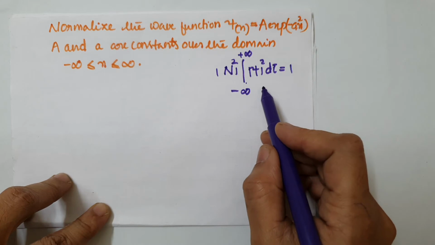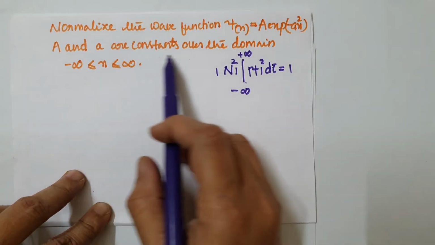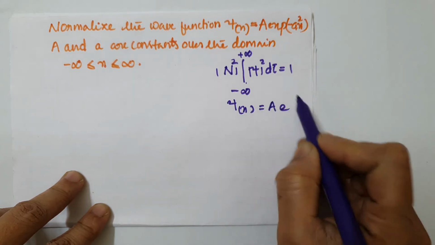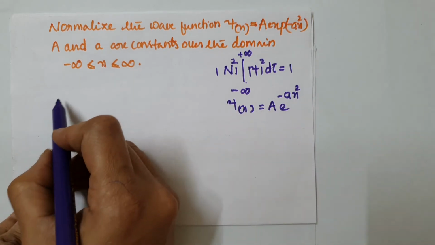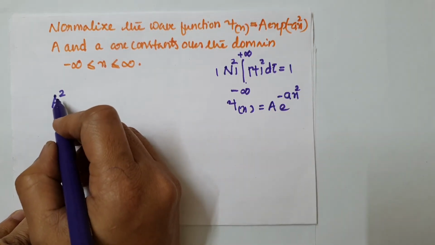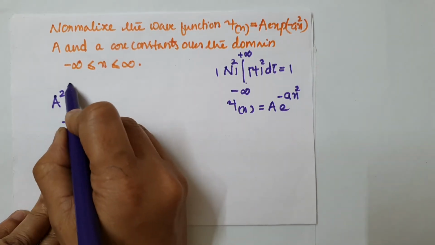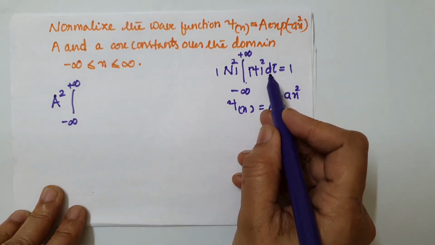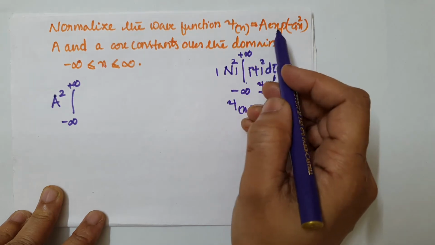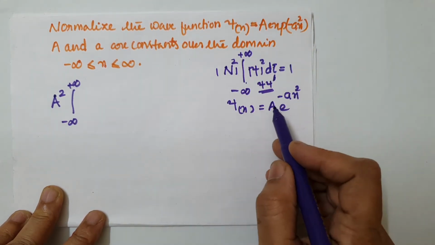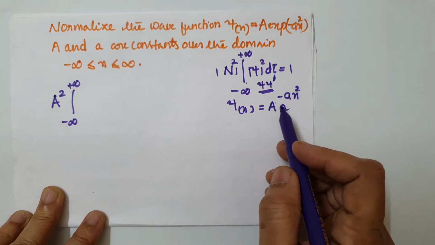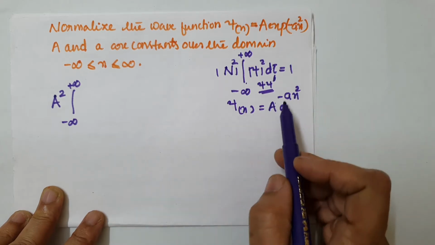Here N is the normalization constant. Mod psi squared dx means psi star psi. Here we are considering the wave function psi(x) = A e raised to minus a x squared. So the equation will be: A squared, where A is the normalization constant, times the integral from minus infinity to plus infinity of psi squared dx. Psi is A e raised to minus a x squared, then psi squared becomes A squared e raised to minus a x squared, the whole squared, that is A squared e raised to minus 2a x squared dx, which will be 1 according to this condition.